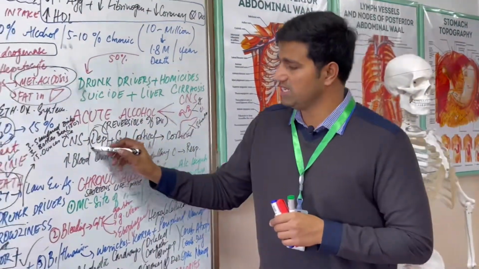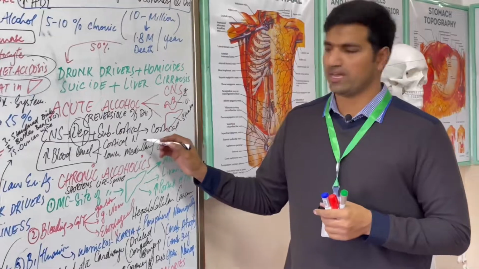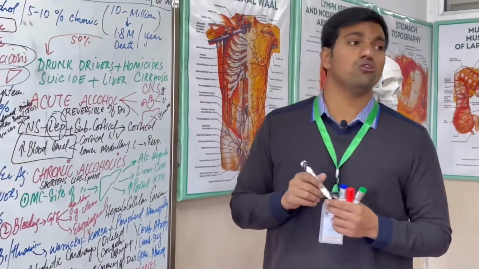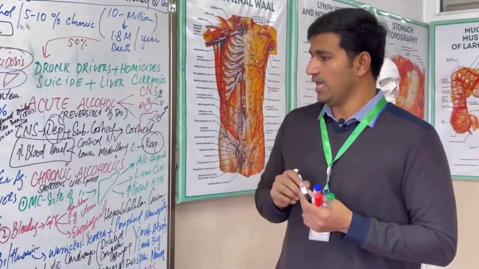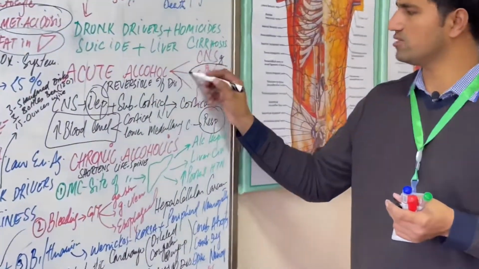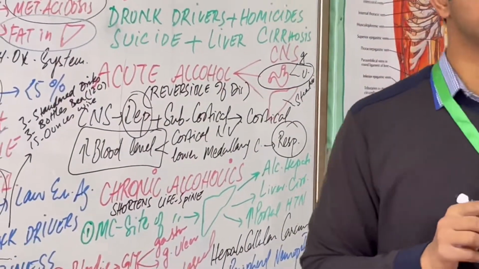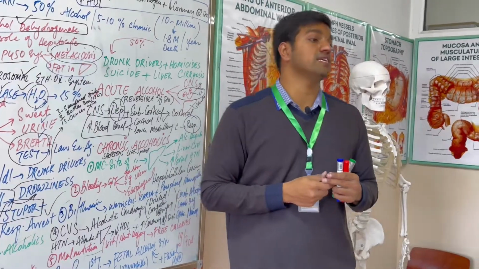And if there is an increased level of alcohol in the blood, that will end up in impairment of the cortical neurons and lower medullary center, ending up in respiratory arrest. And if we discontinue the alcohol, these features will go back. Okay, we talk about stomach. In stomach, acute alcohol will lead to acute gastritis and ulceration.